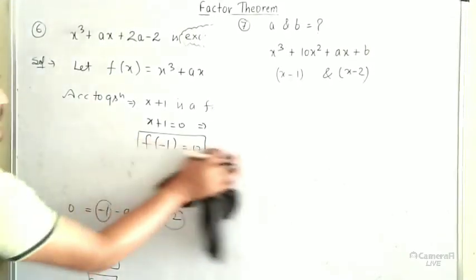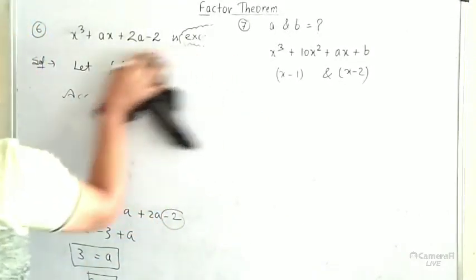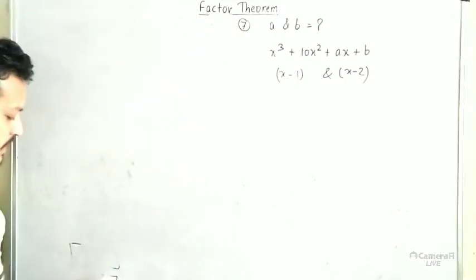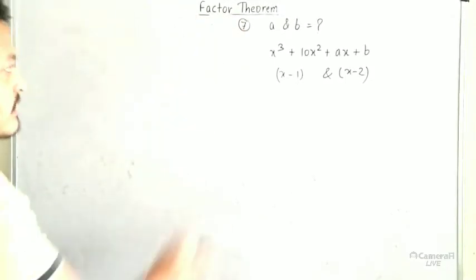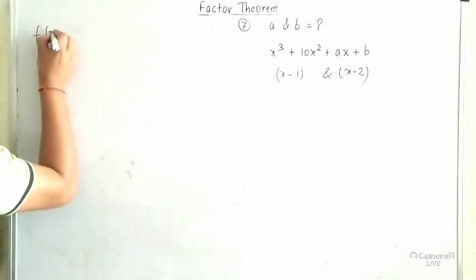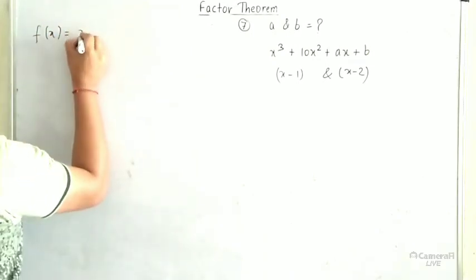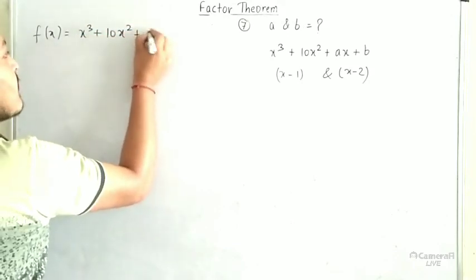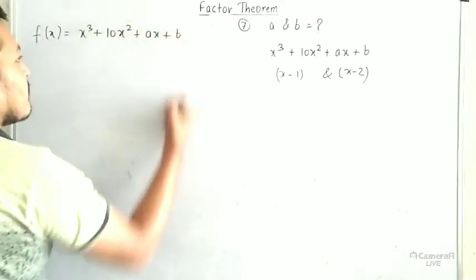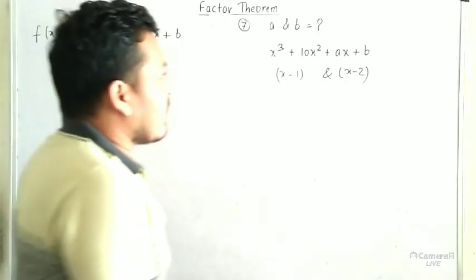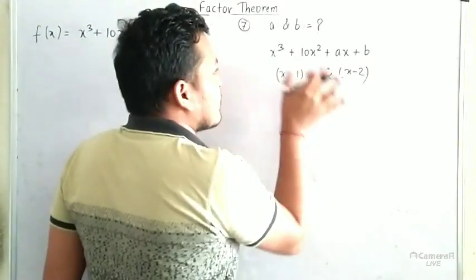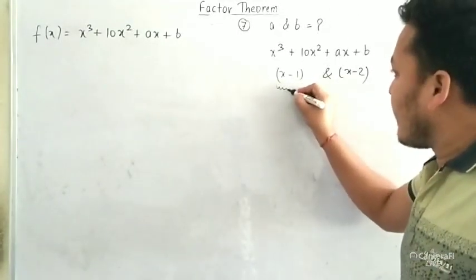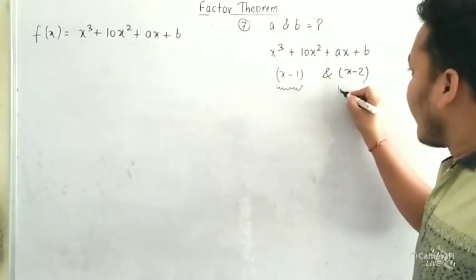Okay, so next question. In the last part we were given only one factor, but in this question we are given two factors of the given polynomial. Okay, so let's suppose fx is equal to x cube plus 10x square plus ax plus b. So it is given that the expression is exactly divisible by x minus 1 and x minus 2.